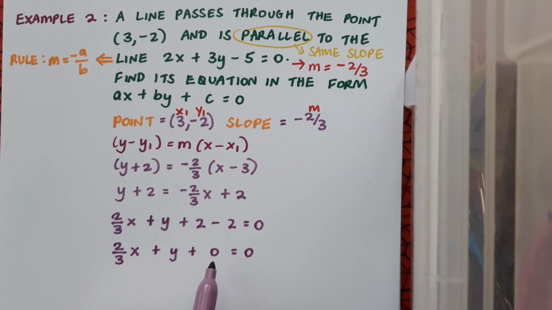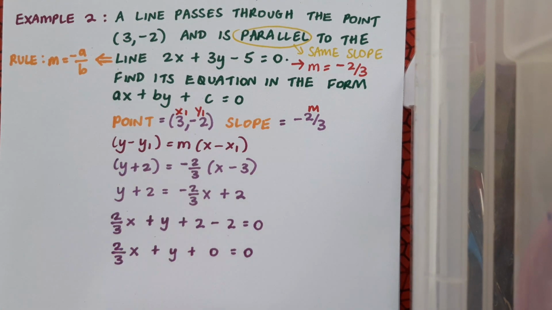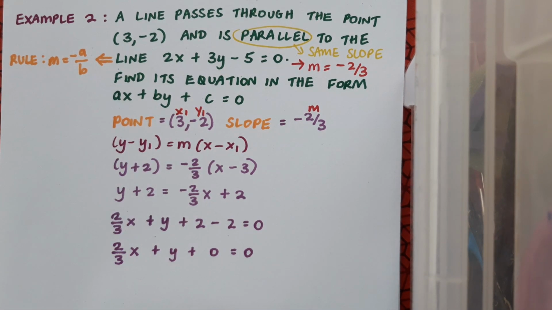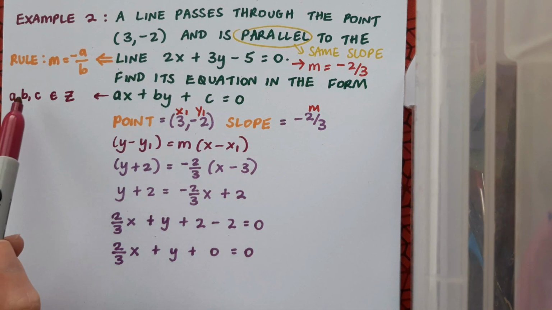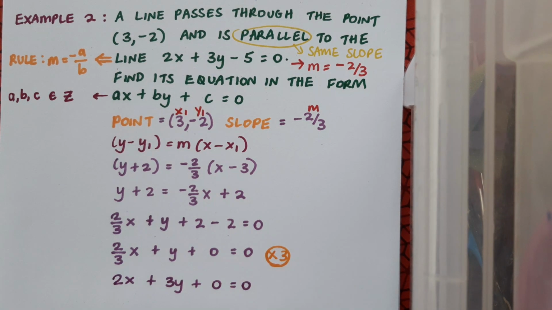Normally I wouldn't bother leaving this 0 in here, but the question has asked me specifically to write it in this format, so it does want me to give all 3 bits of my equation. So I'll leave the 0 in there as a placeholder for the c. And now I don't want to have a fraction, because generally when we're talking about our equation in this format, I want the a, b and c to be whole numbers. So I can say that a, b and c are elements of Z. And I can do that simply by multiplying by the denominator, so 3. And when I do that, my result will be 2x plus 3y plus 0 equals 0.